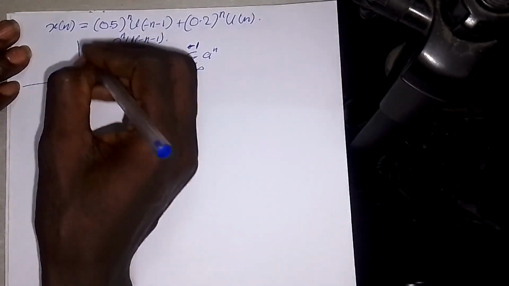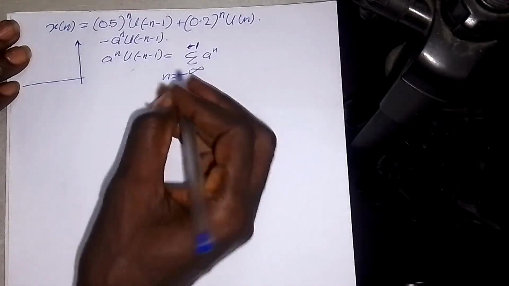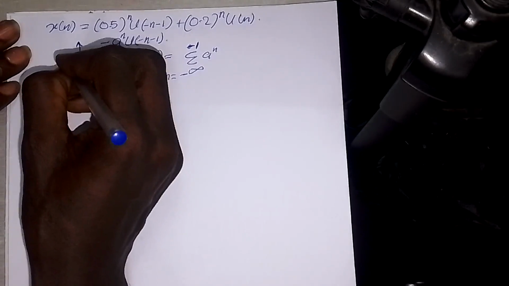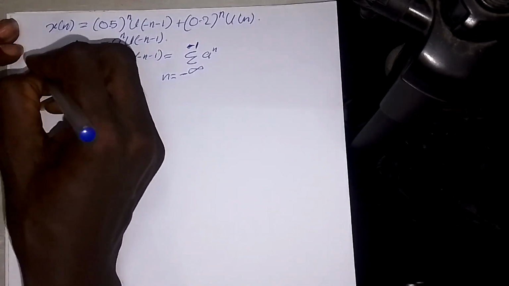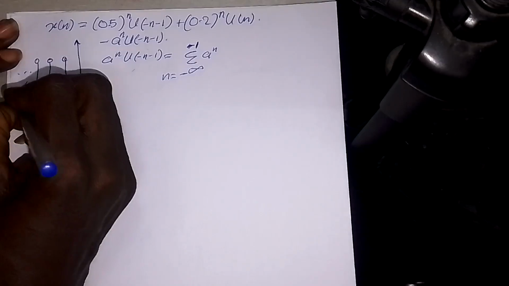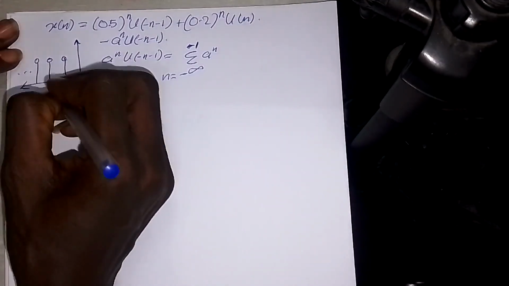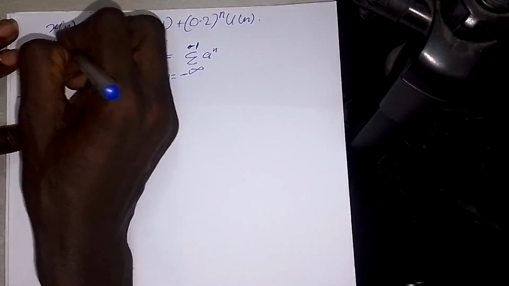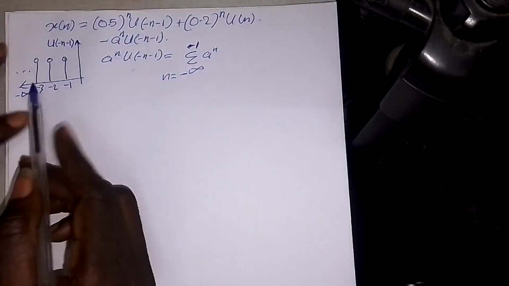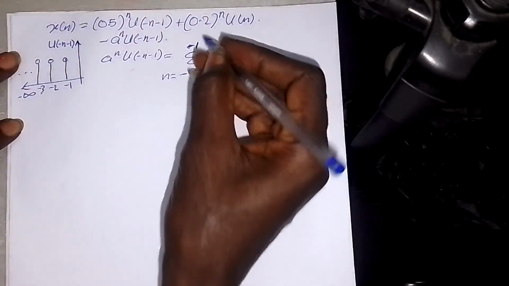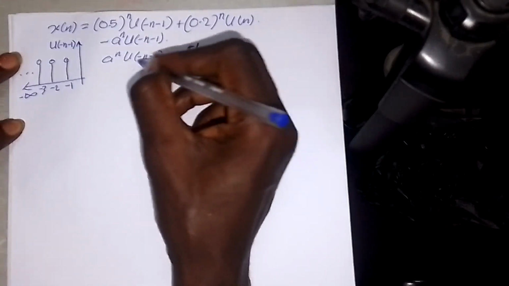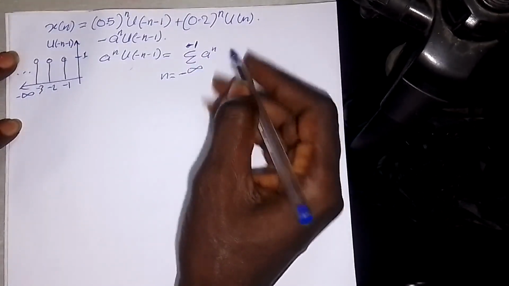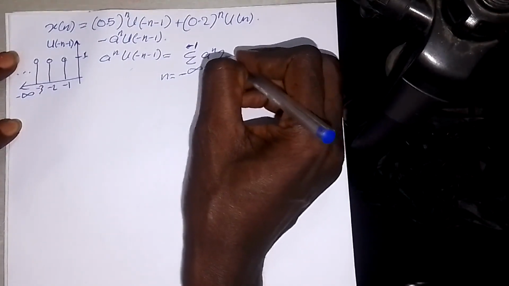Because if you represent this signal on the axis, n minus 1 means n is equal to 1, but there's a minus here, so you're going to have it like this. It's going to go to minus infinity. Here is minus 1, minus 2, minus 3, and this place is u of minus n minus 1. So it's from minus infinity to minus 1, and the magnitude is 1.